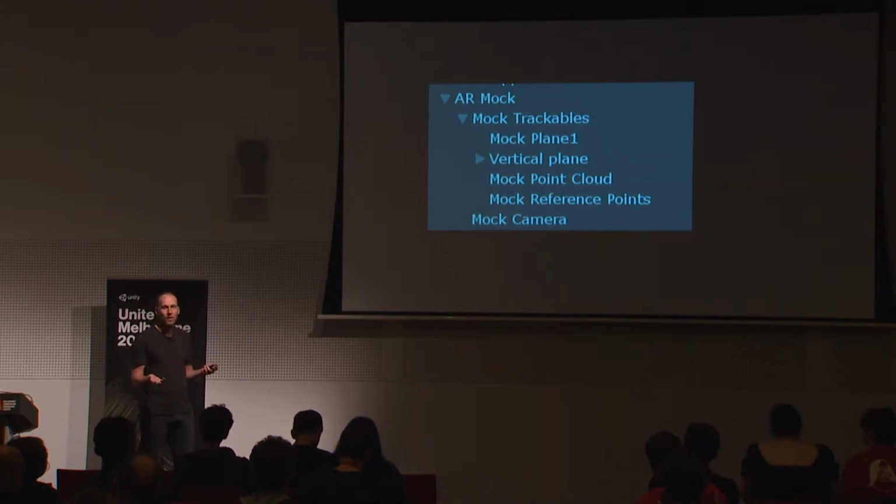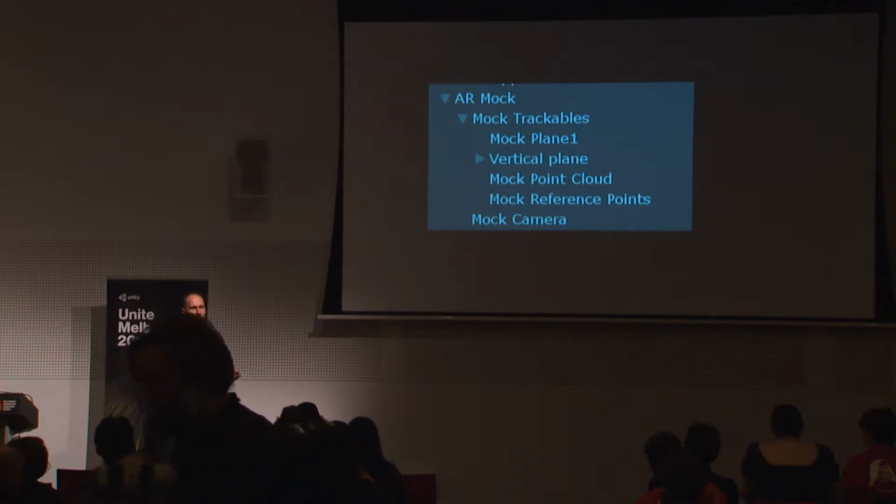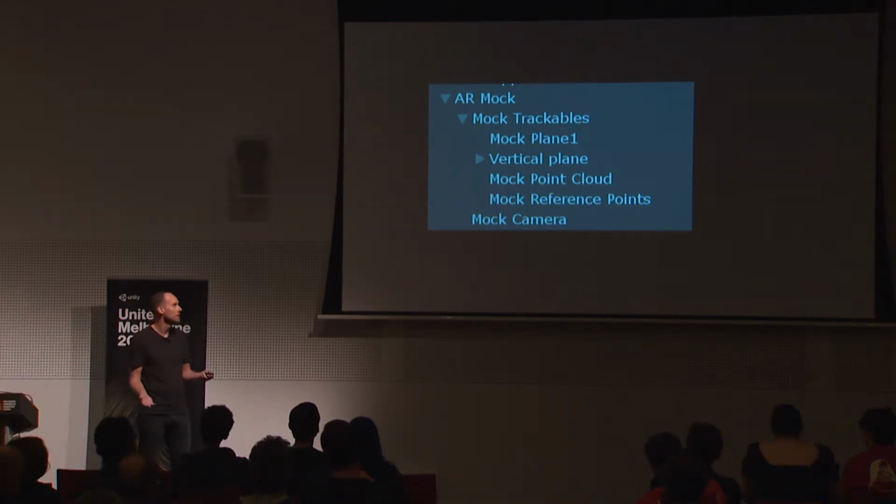So if you want to use AR mock, this is straight from the sample scene. We can just throw in game objects here, which are planes, point clouds, reference points, whatever we want, put them wherever we want, and they will pretend to be real AR objects when we run. You can spawn them, you can do anything you want with them, so you can set up your own testing scenarios, basically.